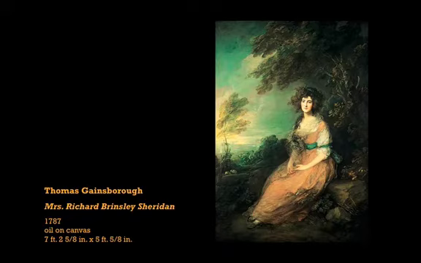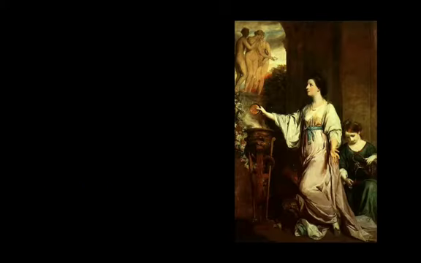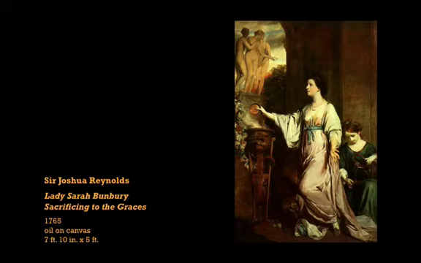But this is a very archetypal picture. There's the nature in the background. She clearly is the wife of Richard Brinsley Sheridan, who is immensely wealthy. And then to demonstrate this wealth, he has his wife and this beautiful vista. This is a painting done by Sir Joshua Reynolds of Lady Sarah Bunbury, Sacrificing to the Graces. That's 1765. You don't see a lot of these in colonial America.